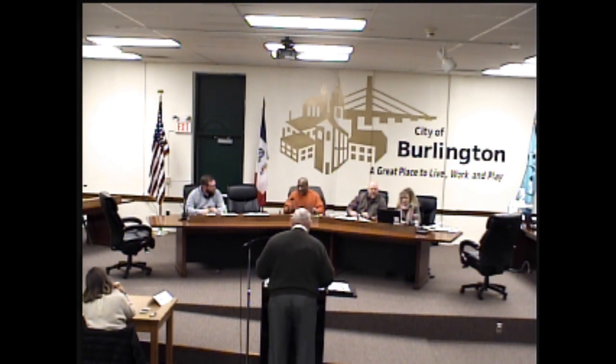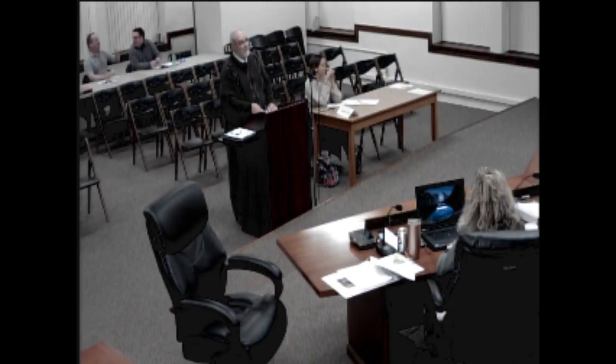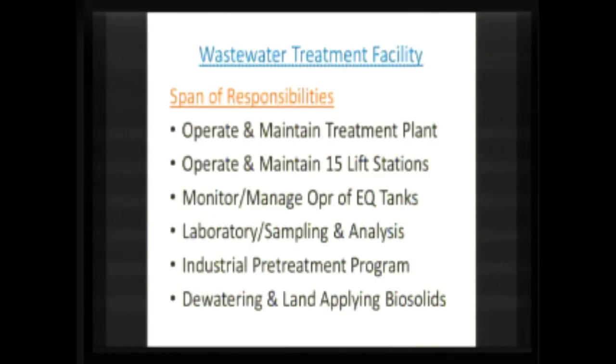Okay, we're gonna start with the wastewater treatment facility. There's a picture of the wastewater treatment facility. Next slide. Wastewater treatment facility, our span of responsibilities are to operate and maintain the treatment plant. There's 15 lift stations or pumping stations scattered throughout the city. We take care of those.